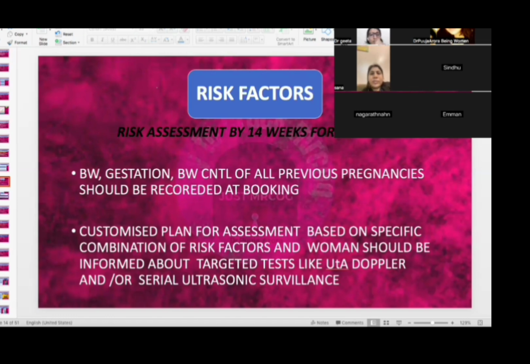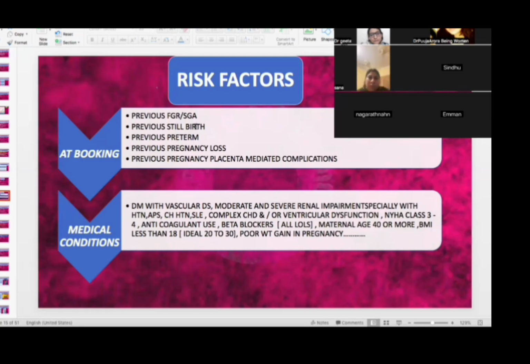Then we are going to make a customized care plan where we combine risk factors, and we should inform the patient that on the basis of that we are going to offer her targeted scans, like uterine artery Doppler and umbilical artery Doppler, or only umbilical artery Doppler. Now, risk factors. We have already mentioned at what level we think about them. The very first is at booking: previous FGR or SGA, previous stillbirth, previous preterm birth, previous pregnancy loss, previous placenta mediated complication.